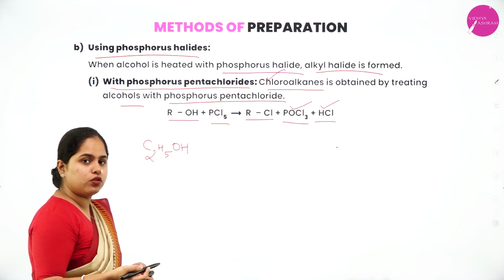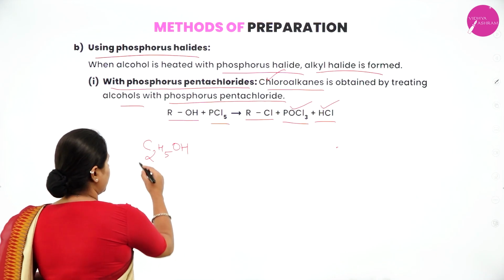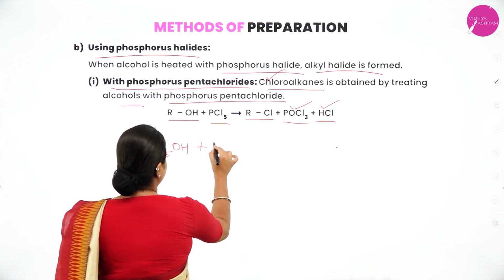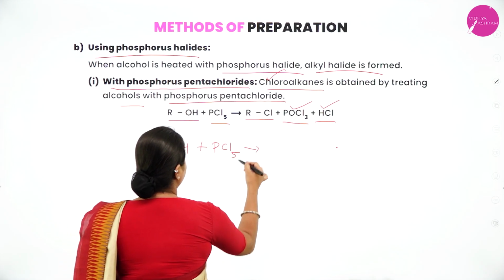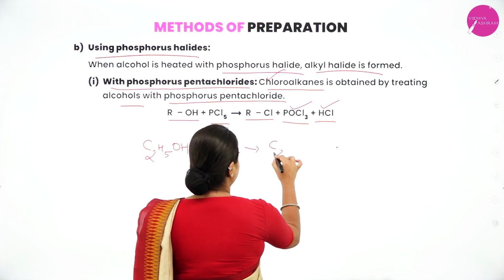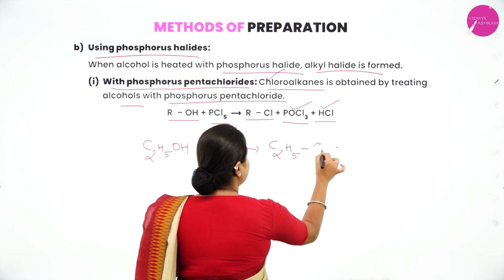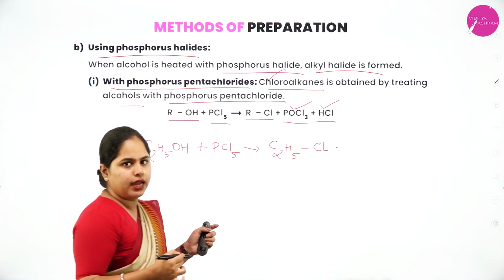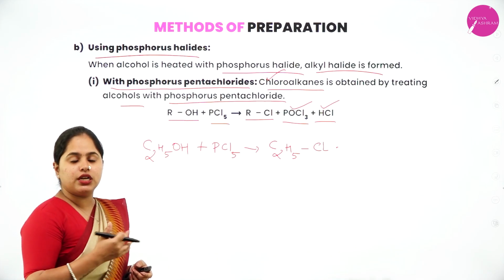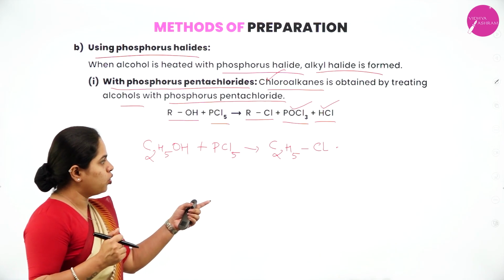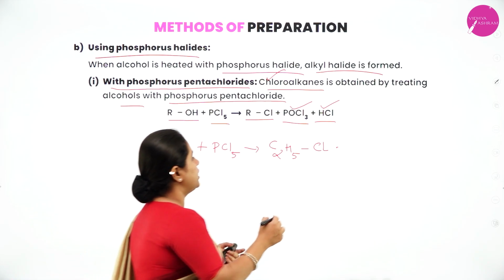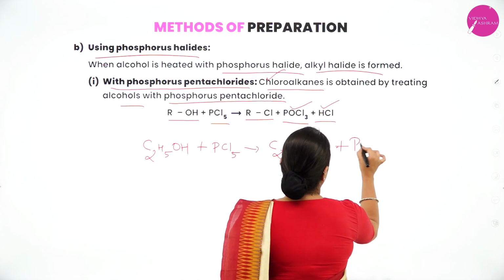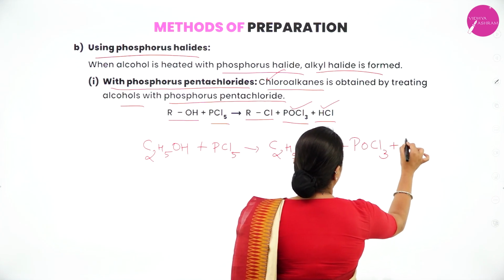What is C2H5OH? It is ethanol, right? 2 carbon atoms, so it is ethanol. When it reacts with PCl5, what do you get? Which is the alkyl group here? C2H5, and instead of OH, Cl will be attached there, right? So now which haloalkane is obtained? It is chloroethane, right? Chloroethane, and which will be the byproduct? It will be POCl3 and HCl.